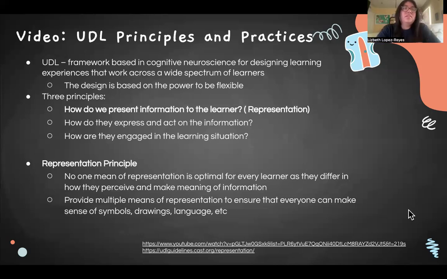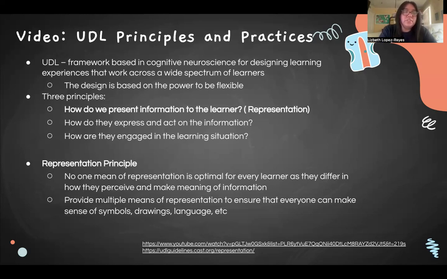Okay, so the first video offers an overview of what UDL is. The definition would be a framework based in cognitive neuroscience for designing learning experiences that work across a wide spectrum of learners. Its main purpose is to make sure that everyone is a successful learner and achieves expert learner status, which means they know it all, know how to do it, and love learning. This design is based on the power to be flexible.